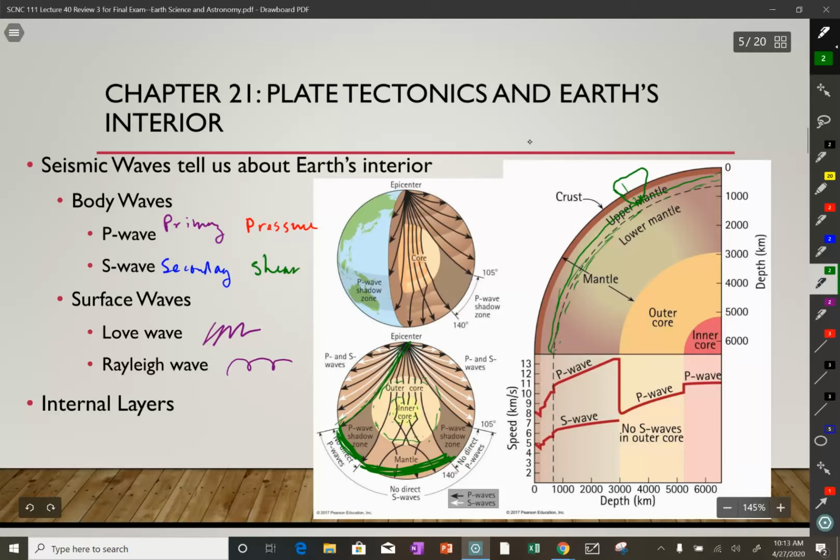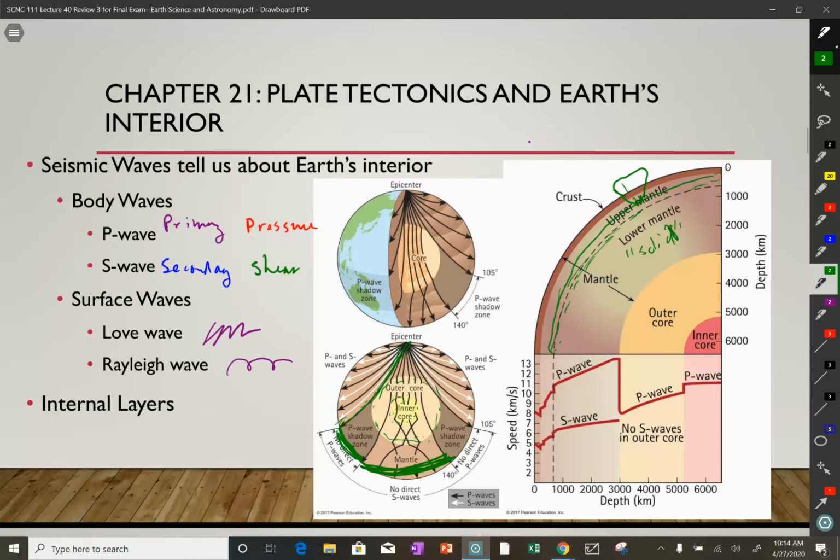Now, this stuff here, it's, quote, solid, but it's kind of a squishy solid because it's under high pressure and it's high temperature. You get down to the outer core, the temperature has gotten so hot that it's molten. You get to the inner core, and the pressure is so high that it forces it to be solid, even though the inner core is hotter than the outer core.